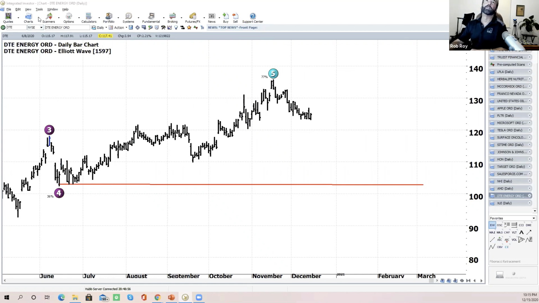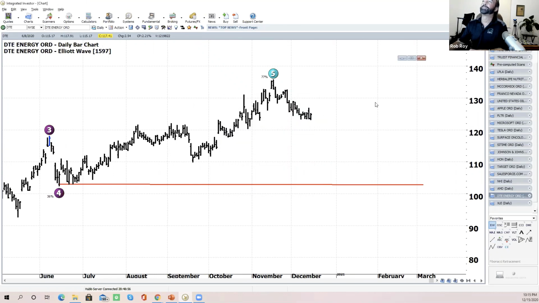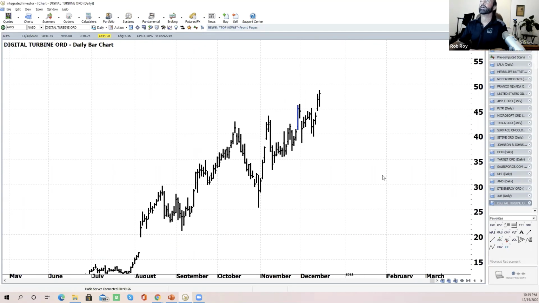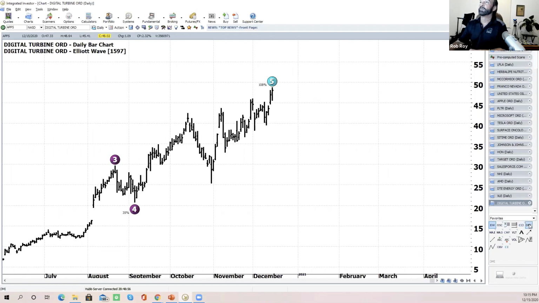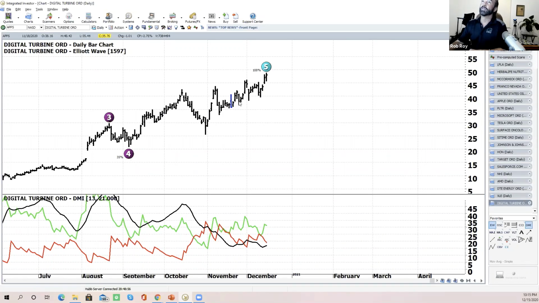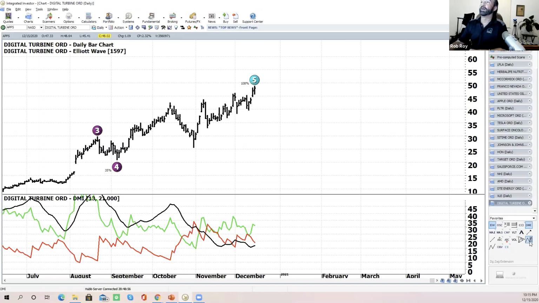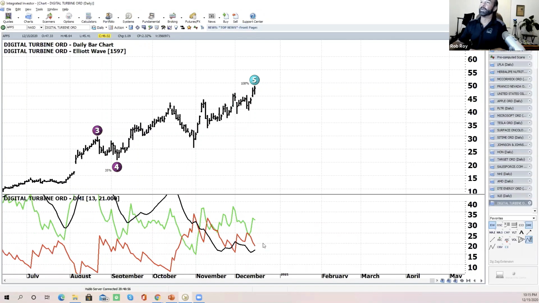Oh, a PPS. All right, let's try that. There we go. Yeah, that's a little different. All right, so we're at 108. It looks like it wants to go to an extended wave 5. Okay, we're right at 100% on that zigzag too. So I need to see that DMI confirm this.